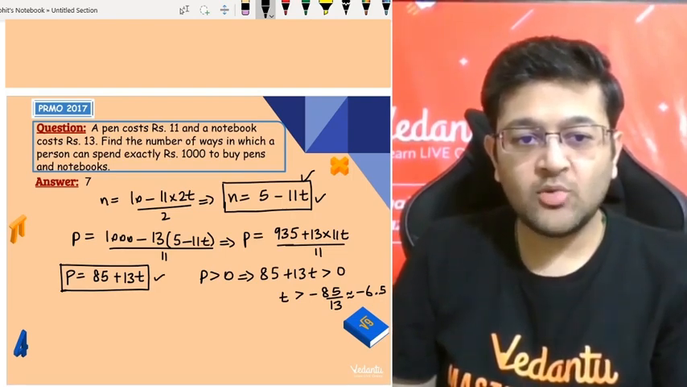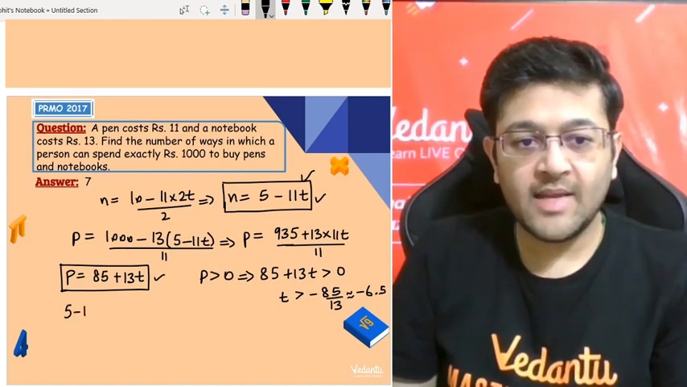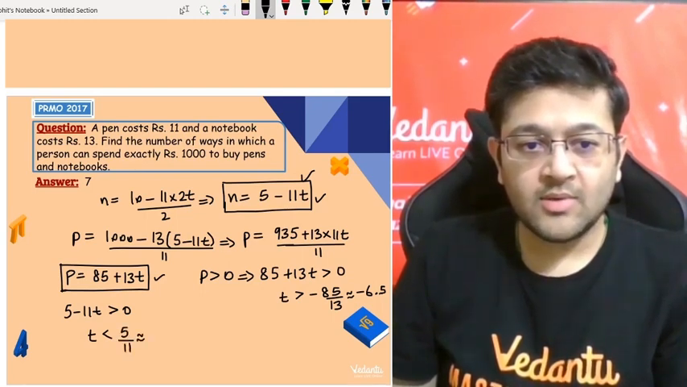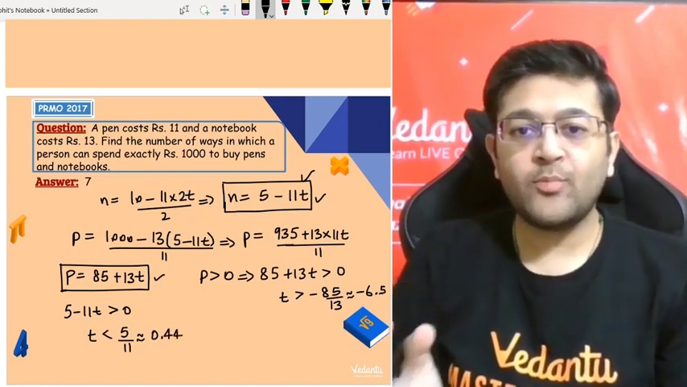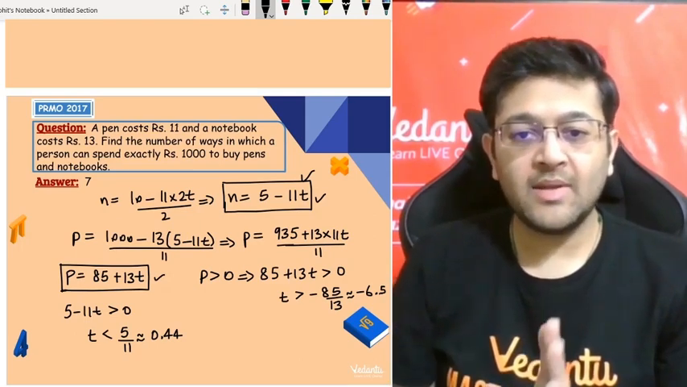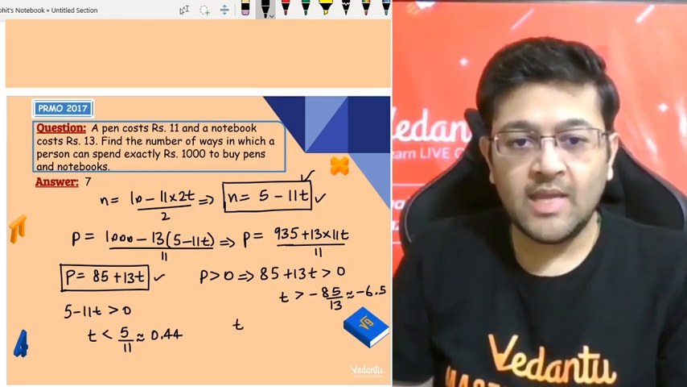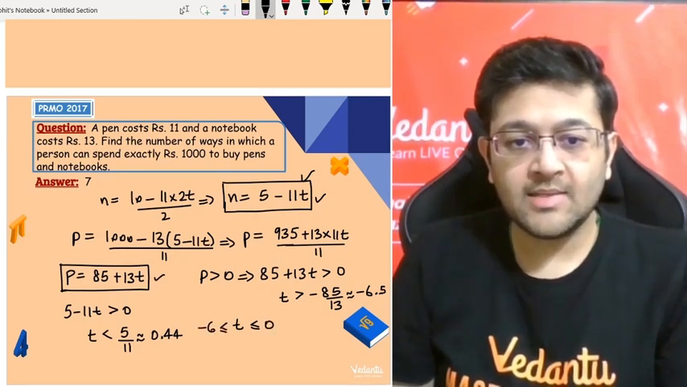Now also n has to be greater than 0, which means 5 minus 11t should be greater than 0, and this will give you t less than 5 by 11, which is approximately 0.44, right? So again, t has to be less than 0.44, and again t has to be an integer, right? So t should be between 0 and minus 6. From these two relations you can see this.